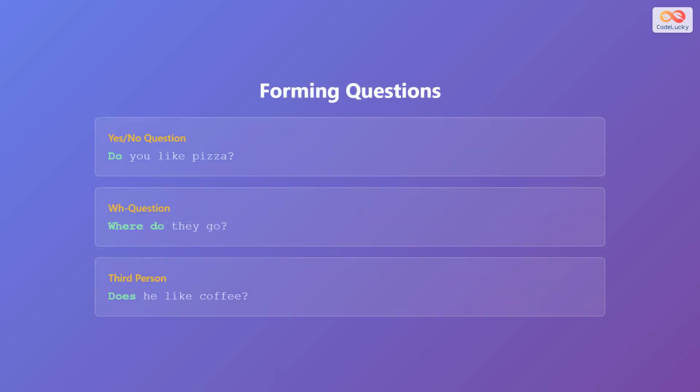To ask questions in simple present, we put do or does at the beginning of the sentence. For yes or no questions, we say, do you like pizza? For questions with question words, we say, where do they go? And for third person, does he like coffee? The structure changes, but the idea is the same.